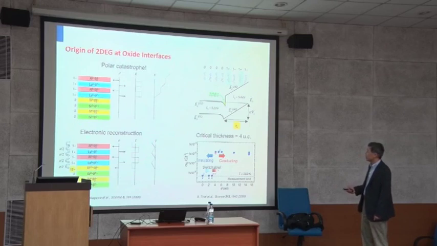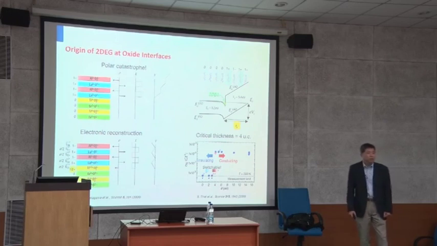And then why do you have this kind of critical thickness? This critical thickness is based on the dielectric constant and on how much potential builds up. And this is consistent with the theoretical prediction or calculation. It's roughly 4 unit cells, and then the electron has to come from the top to the interface.